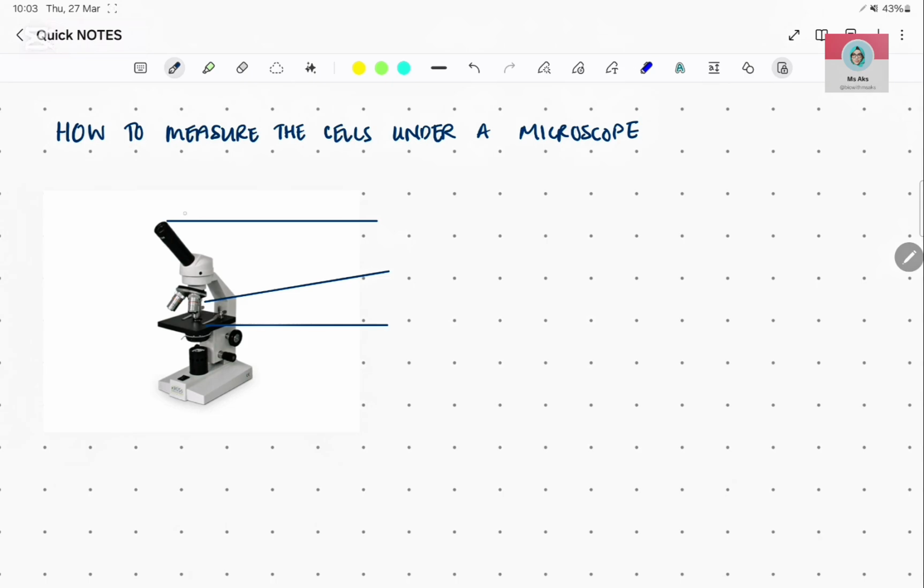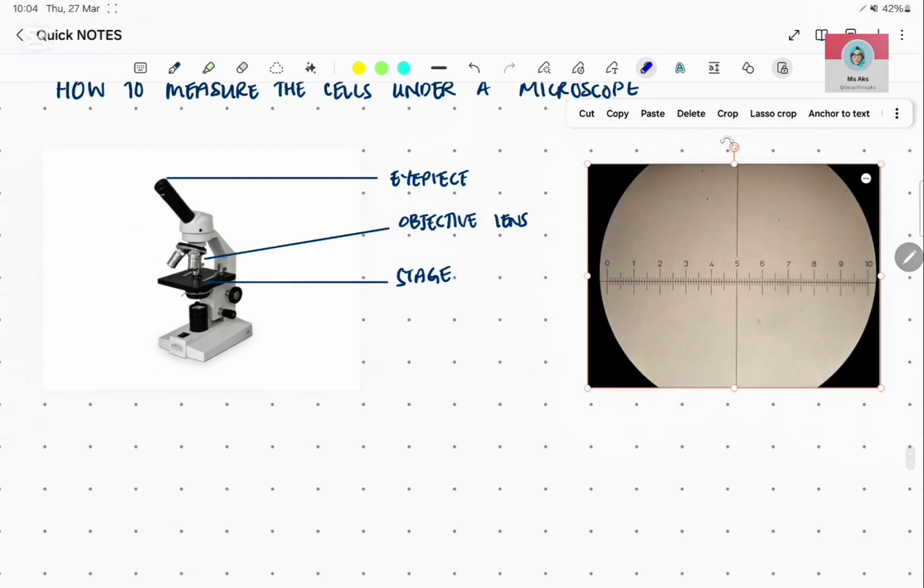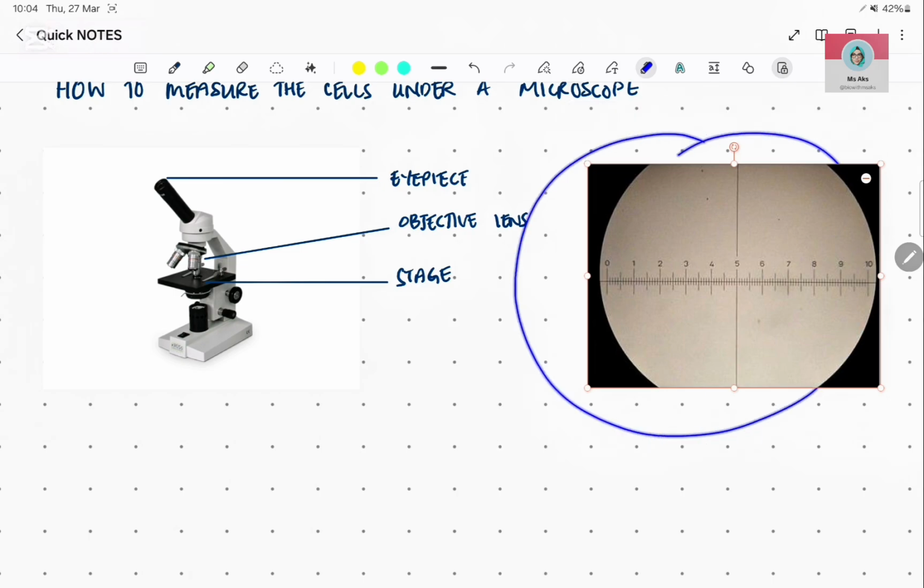You have here the eyepiece, and then you have your objective lens, and then your stage. If you remember, when we did our practical and you look into the eyepiece, you will see something that looks like this.